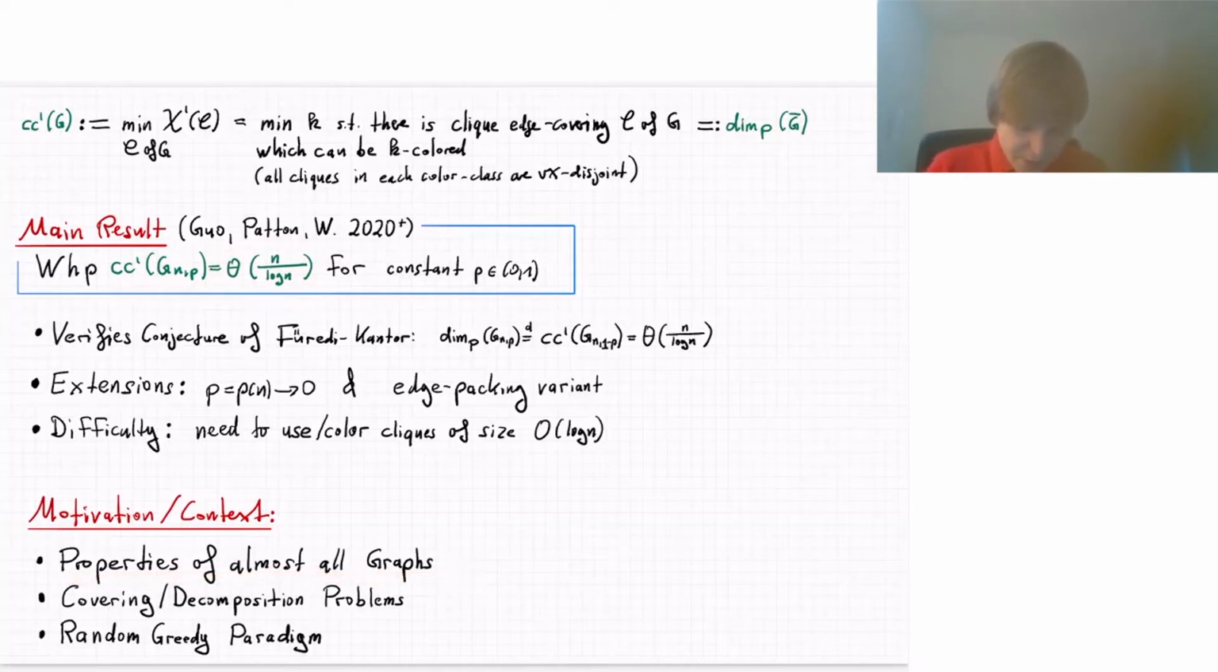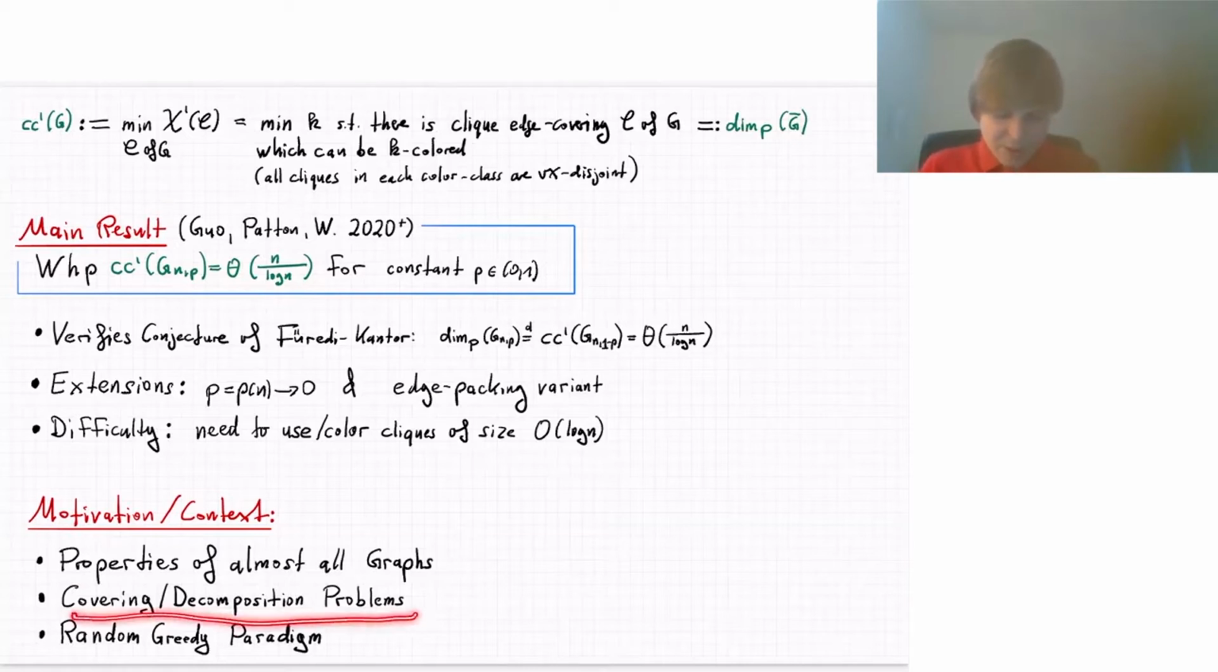I think the second theme where this topic nicely fits is the general trend of covering and decomposition problems, where you want to decompose the edges into smaller parts. Here the extra twist is that for this problem, you need to decompose or cover the edge set using objects that are not of constant size, like cliques of constant size, but you really need to use very large cliques or objects, which is maybe an interesting twist on the existing problems.